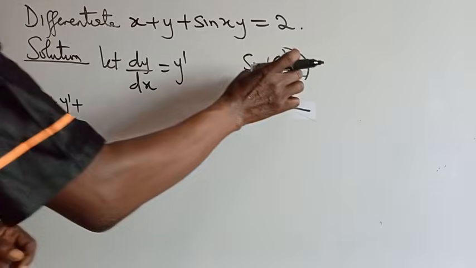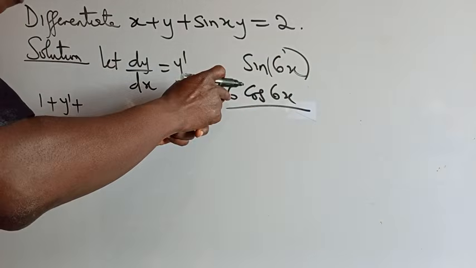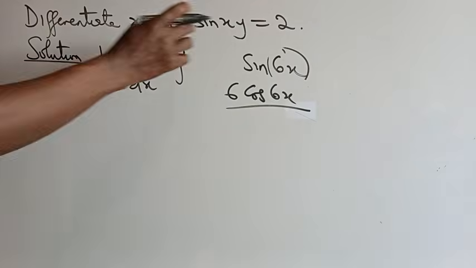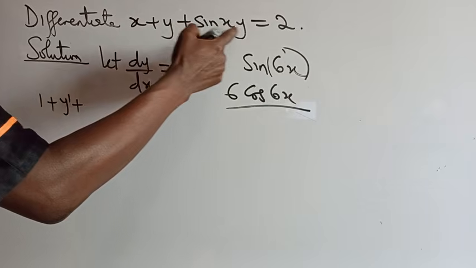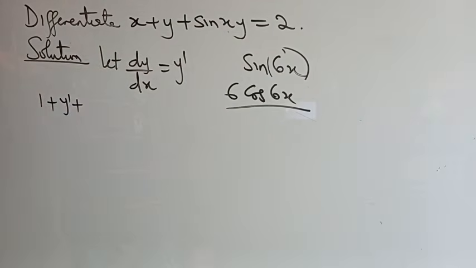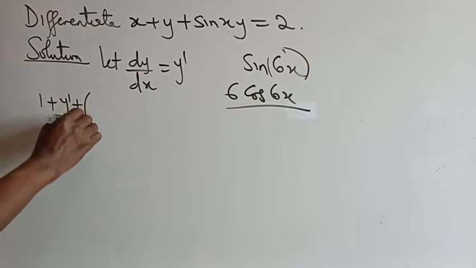That is the logic. So we differentiated this thing, which gave us 6. We now multiply it by the entire differentiation of sine 6x. The same thing happens here. Now you differentiate xy first. First of all, differentiate x, you go to 1. 1 times that y will be y.